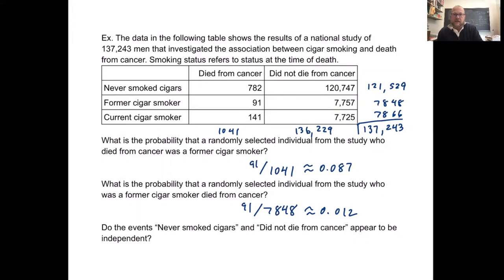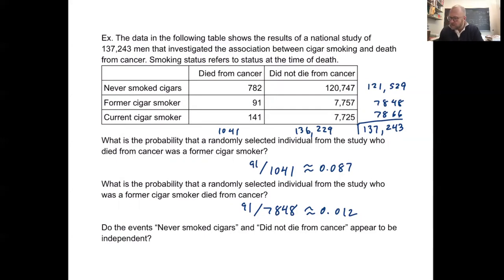Yeah, so then the quick question here of, do the events never smoked cigars and did not die from cancer appear to be independent? Now, the calculations we just did don't really establish those. What we need to do for that is to get the probability about never smoked cigars and did not die from cancer, and then the conditional probabilities of one, the other, or both there, okay?